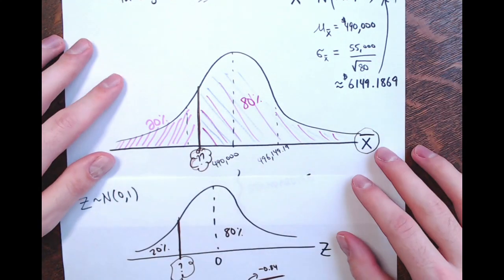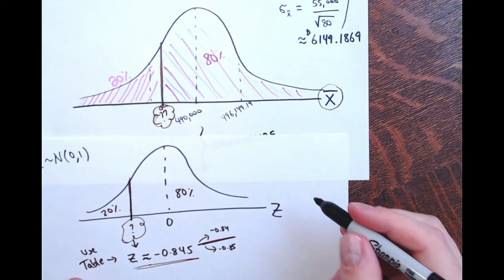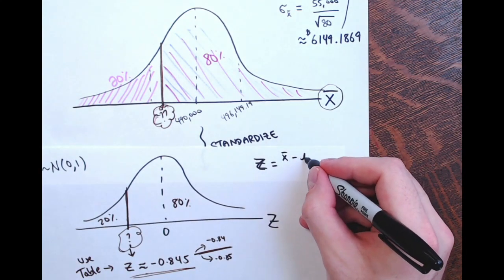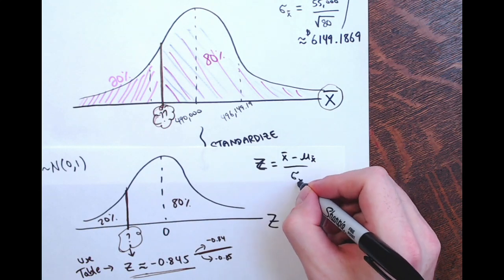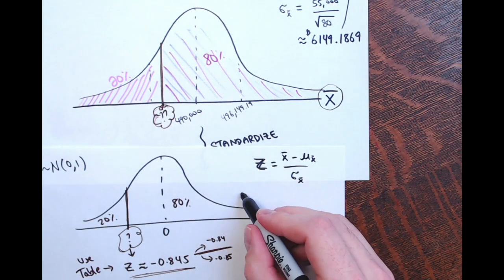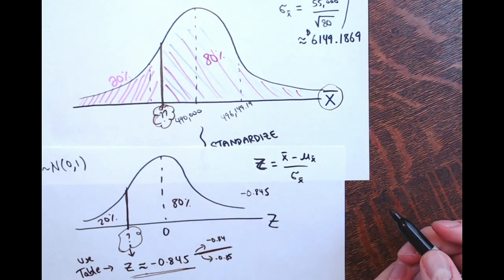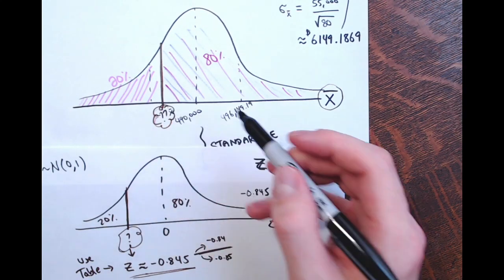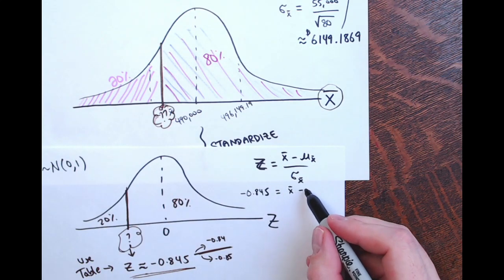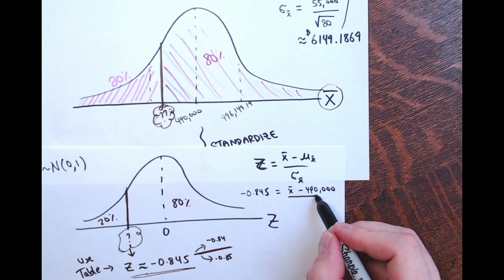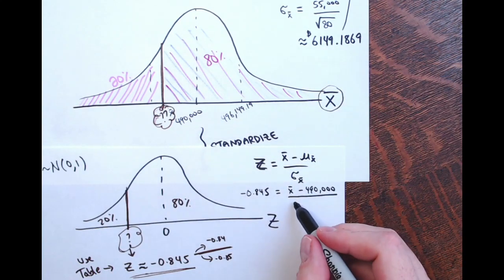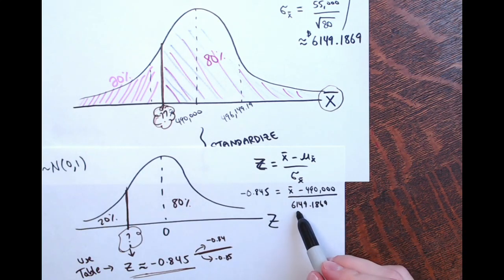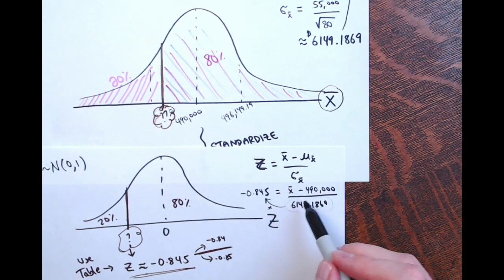Well, now I just plug into that z-score formula. Remember, the z-score of a particular value was that value, which is some average here, minus the mean of those averages divided by the standard deviation of those averages. So the z-score we know is about negative 0.845 equals, I don't know that score, the x-bar, minus 490,000, the average, divided by the standard deviation of these means, which we said was 6,149.1869.